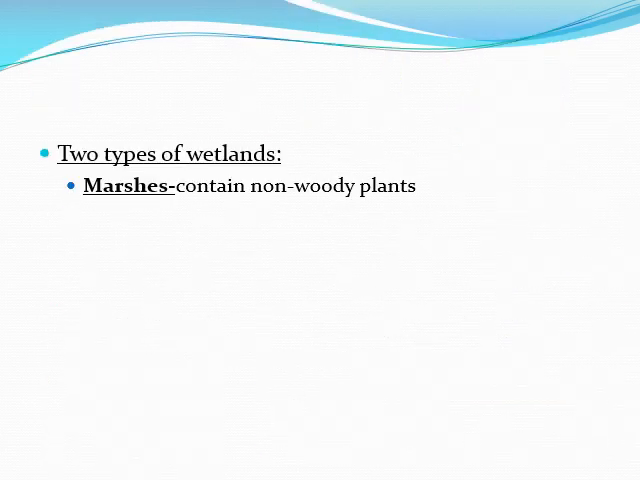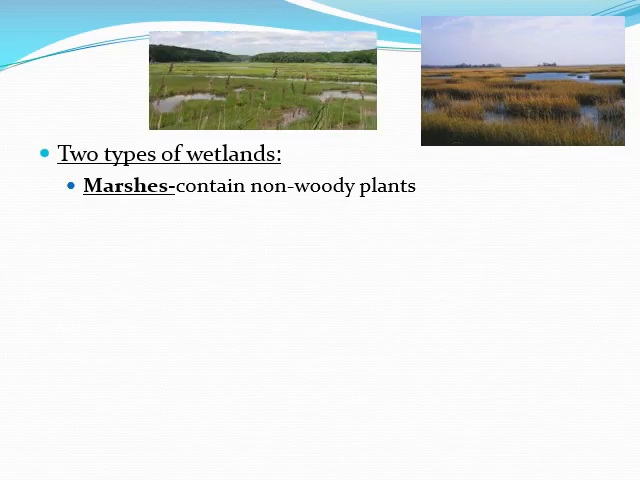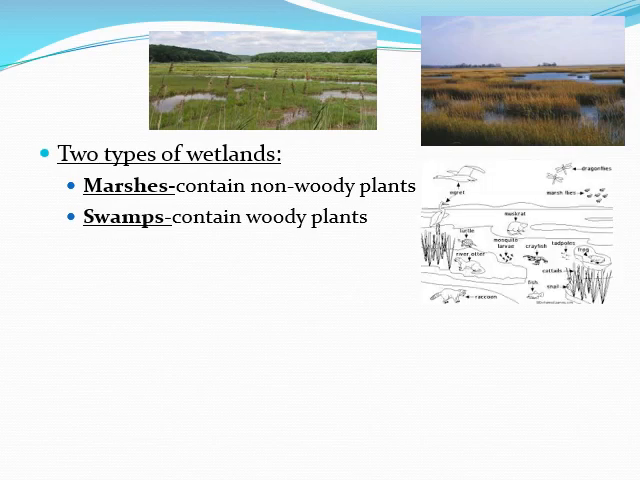So there are two main categories of wetlands. Marshes, these are going to be wetlands that contain non-woody plants. So lots of tall grasses and weeds, things that don't have bark on their stems. Those are going to be marshes. So they're a little bit easier to walk through if you were an animal walking through those areas. The plant life is not going to be very, very tough. It's going to be mostly big grasses and things like that.